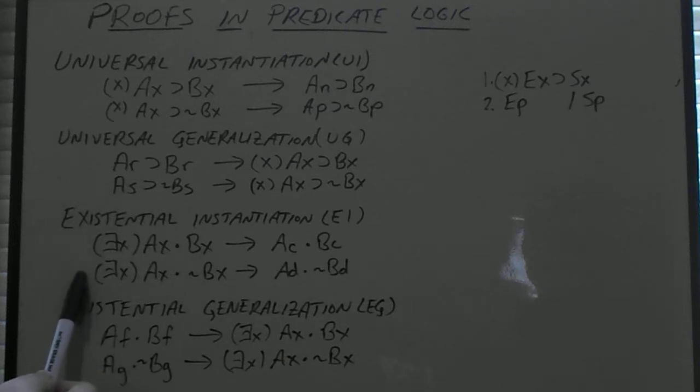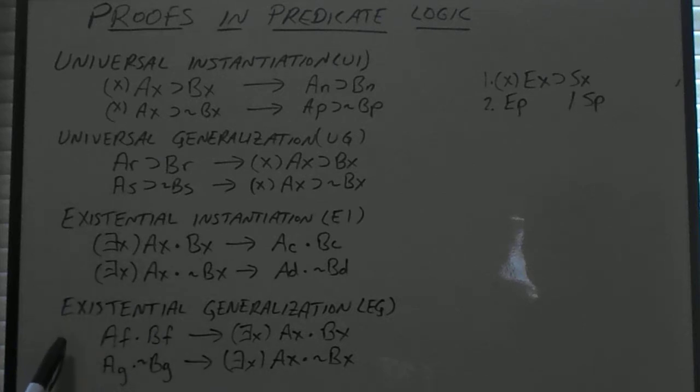Same thing for the negative. For this particular x is an A, but x is not a B. So I'm going to get rid of the existential quantifier, replace the x with some other letter. In this case, I use d, so Ad and not Bd.